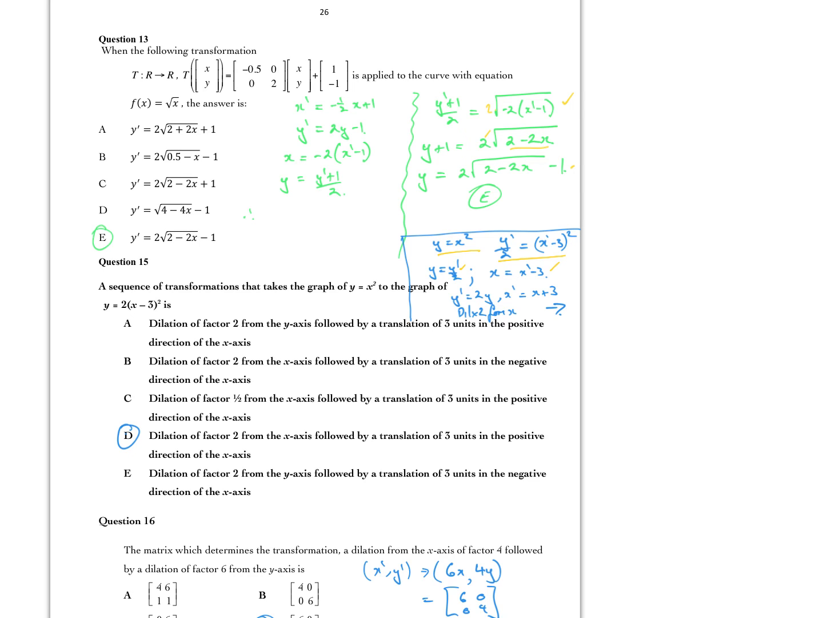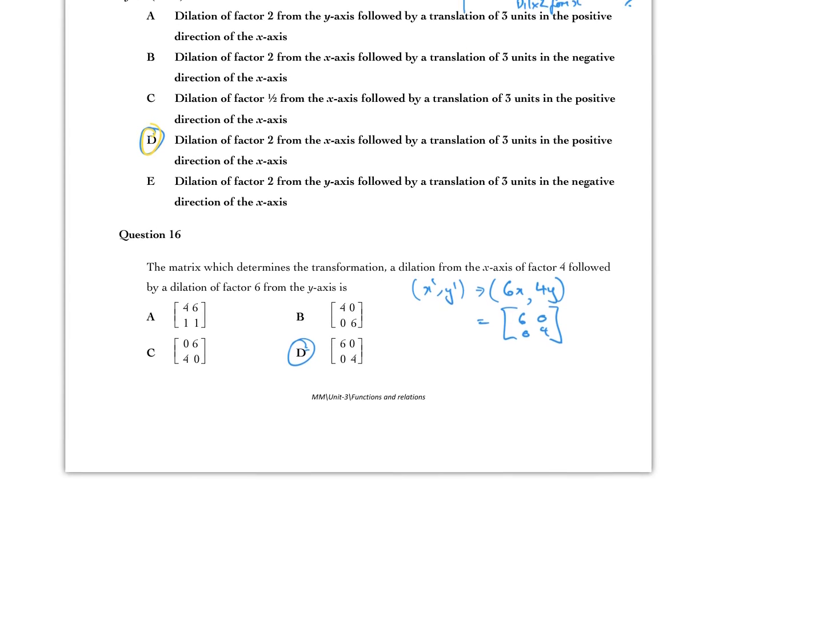So bring the 2 across, y dash is equal to 2y, x dash is equal to x plus 3. So x plus 3 means 3 units to the right. If y dash is equal to 2y, the y value gets multiplied by 2, so it's a dilation by 2 from the x-axis. And D corresponds to those two transformations.